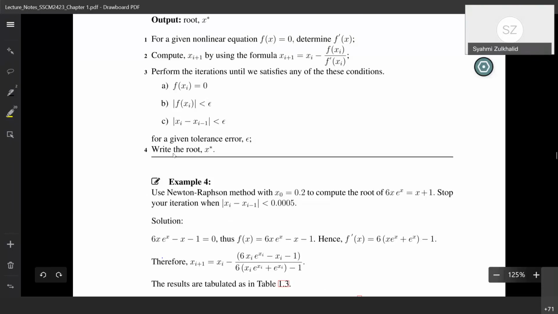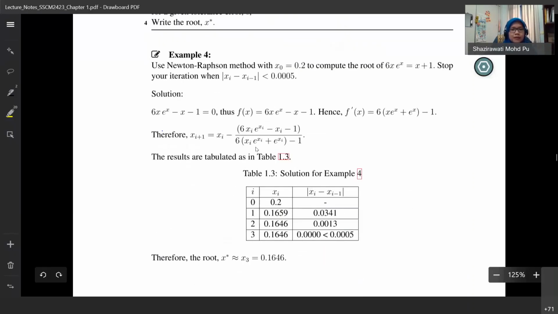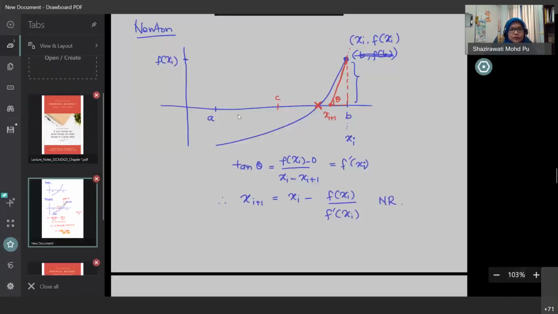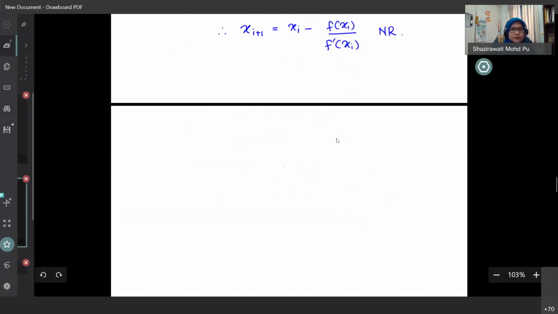So finally, of course, you need to write your final answer. Your root is approximated to the latest x that you have. Now look at example 4. I'm going to write manually, but you can refer to your notes since you already have the answer over there.